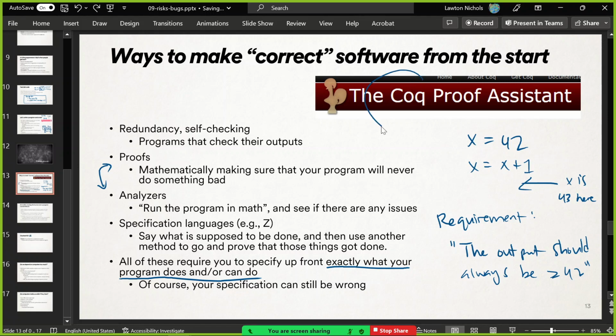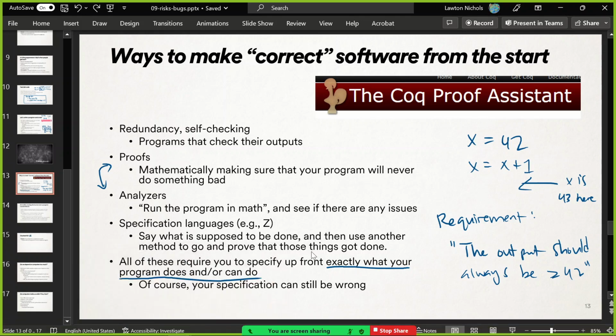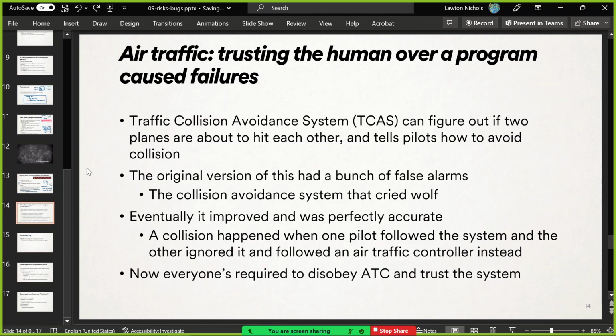And so one very popular way to prove programs correct is to use this French program called Coq, I guess, if you pronounce it with the French accent. It's a proof assistant. Very cool. I used it during my grad school years. So yeah, watch out for your specifications because they could be wrong. Maybe it should have been 42, but you wrote 12, right?